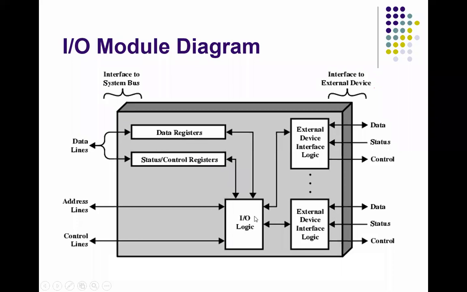How does it come to know whether it is a read or write? By the control line. The control line issues a signal to read or to write, and from where you have to read and at what location you have to write, you get this information from the address line. This IO logic is connected with the external device interface logic, and in this way it is connected with the external devices for the data transfer. So in this way, the IO module works.